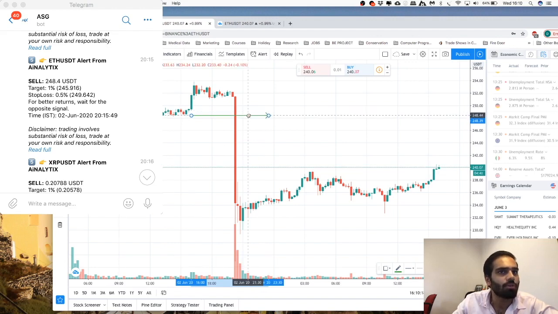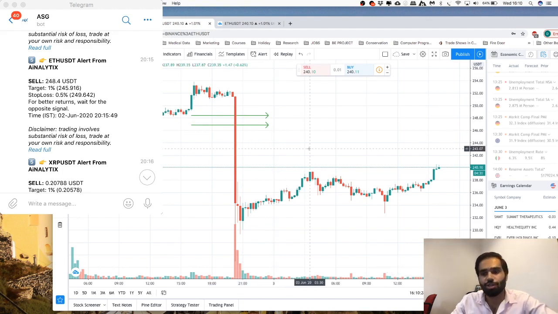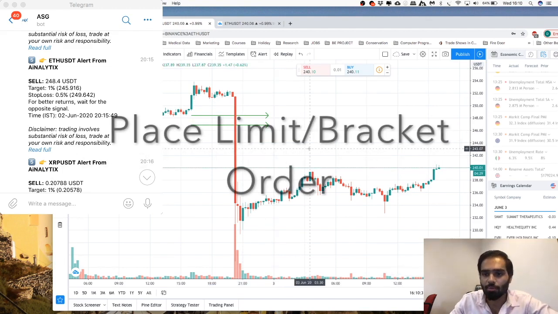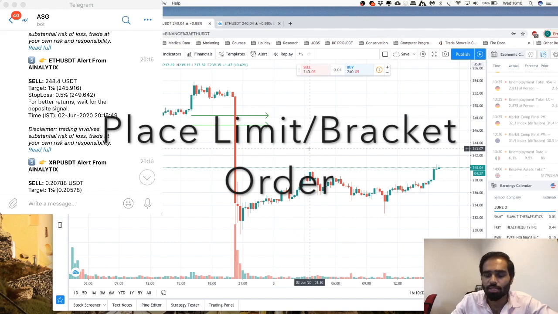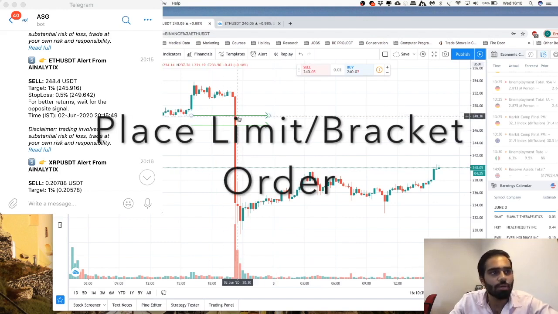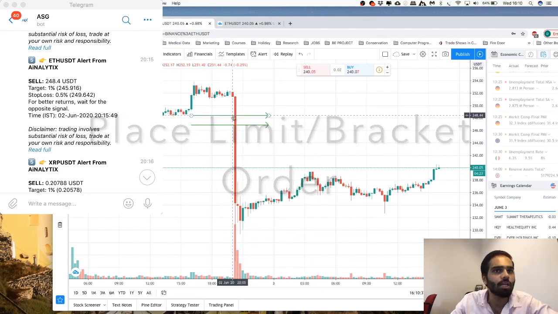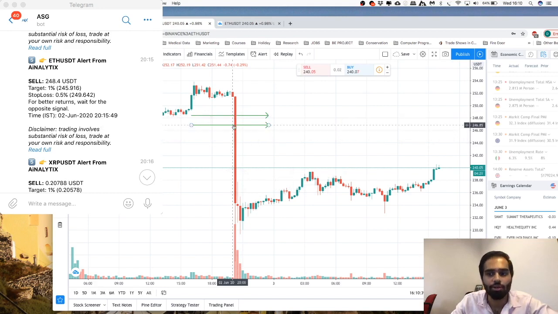So approximately this level. If we were unable to take a position at that level, and for instance you would have taken a position about $2 below this, generally we recommend our users to put in a limit order or a bracket order as soon as they receive a signal. So keeping the worst case scenario in mind, we couldn't get an entry at 248, but we got an entry at 246.